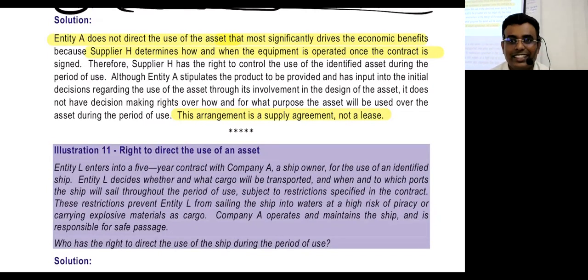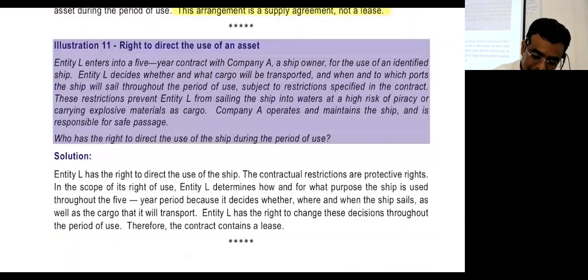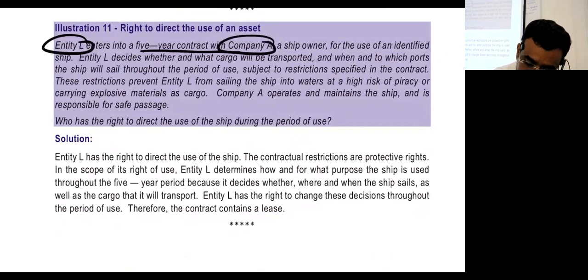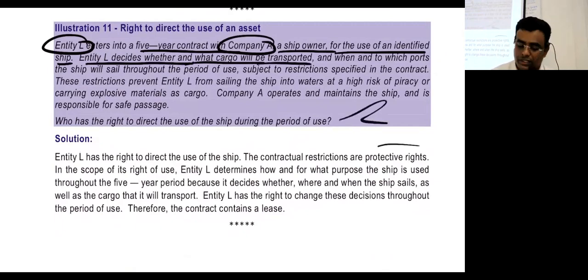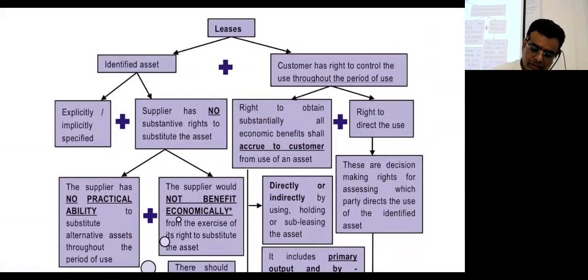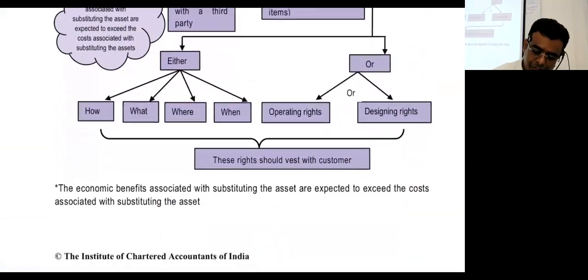It's okay, clear. Entity L enters into a 5 year contract with company A, a ship owner, for the use of an identified ship. Entity L decides whether and which cargo is to be transported. I hope no need to discuss this. I hope you have converted this to the different flow chart. Yes or no?